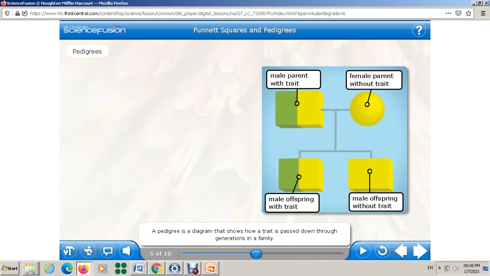Hello everyone, in this video I'm going to show you the pedigree. Just to understand this one from this video, I want you to know about the pedigree in general. Listen carefully and write notes while you are listening.